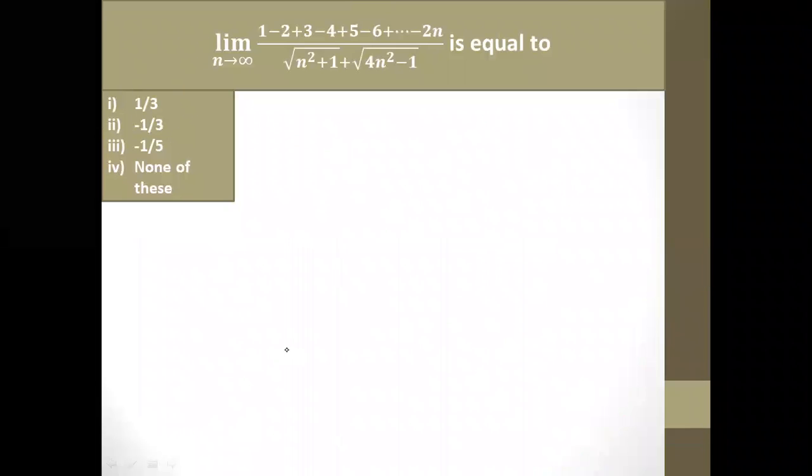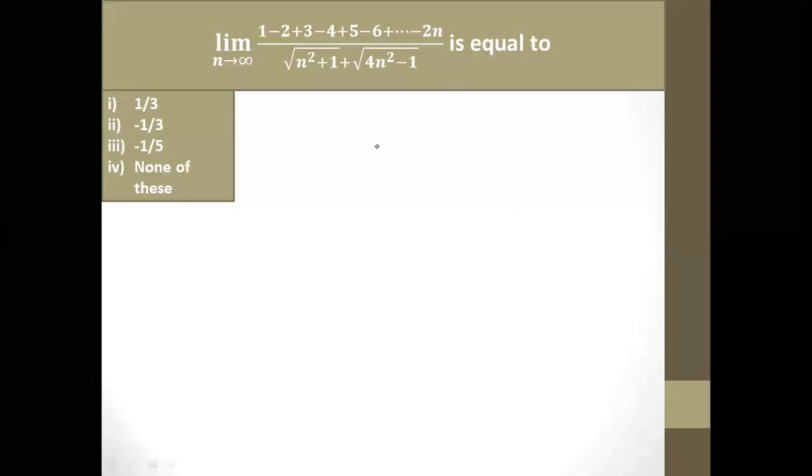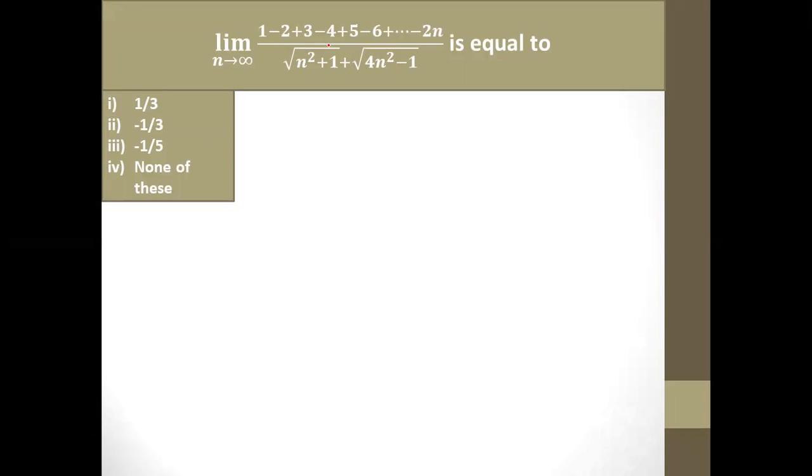Yes. So this is your next question. What does the question say? 1 minus 2 plus 3 minus 4 plus 5 minus 6 plus so on minus 2n, divided by square root of n square plus 1 plus square root of 4n square minus 1. Now you have to find the limit.